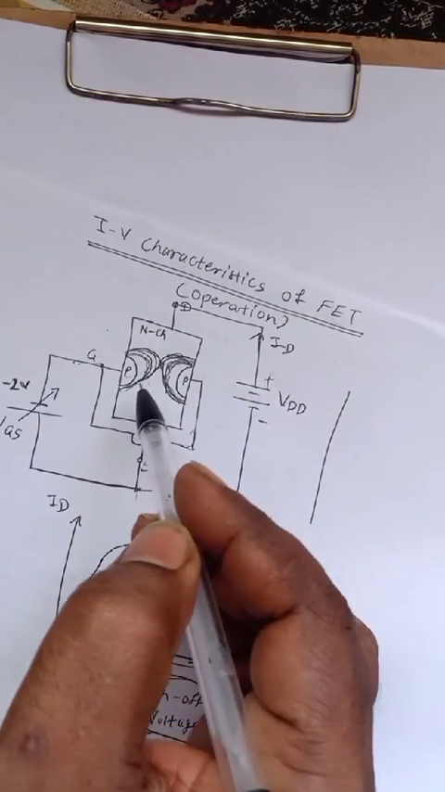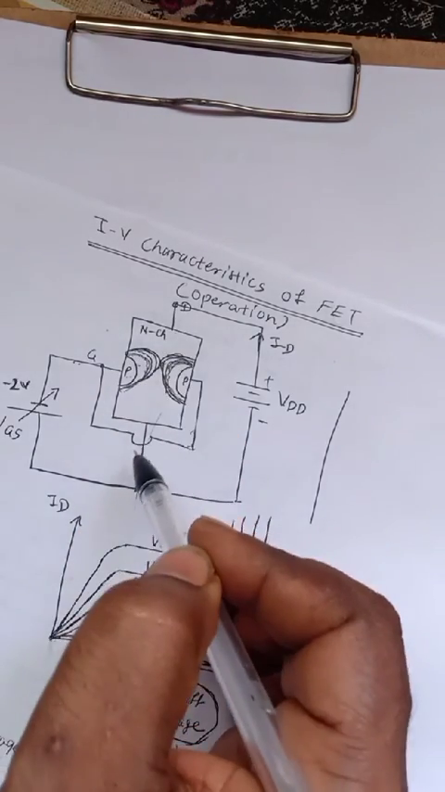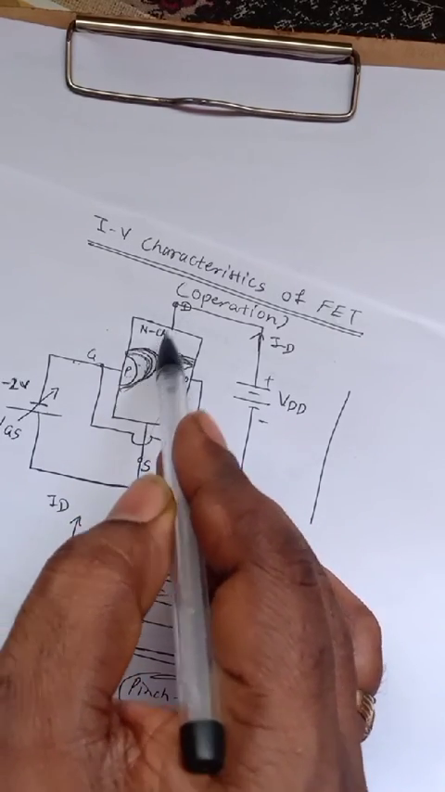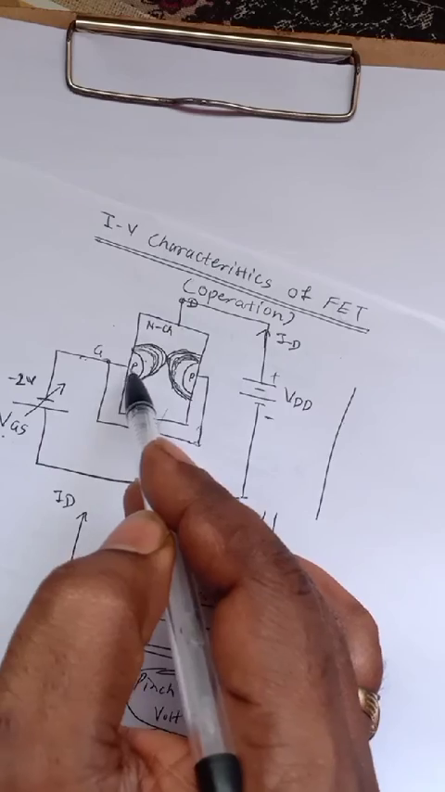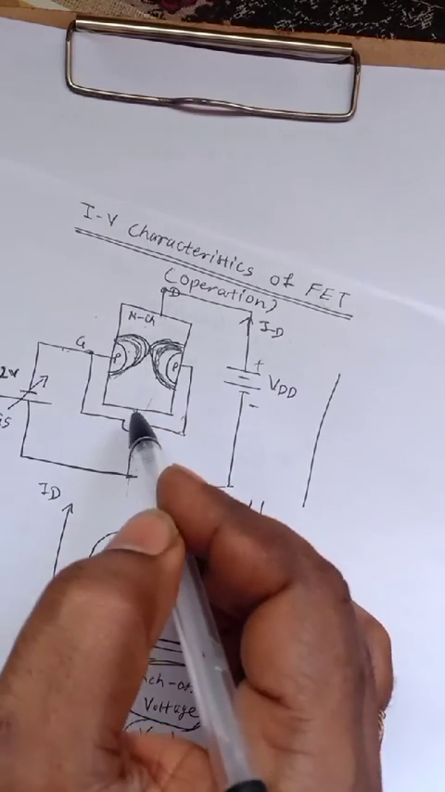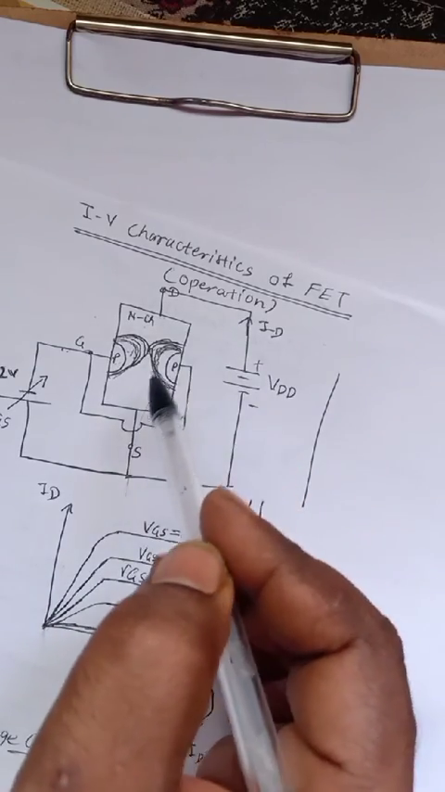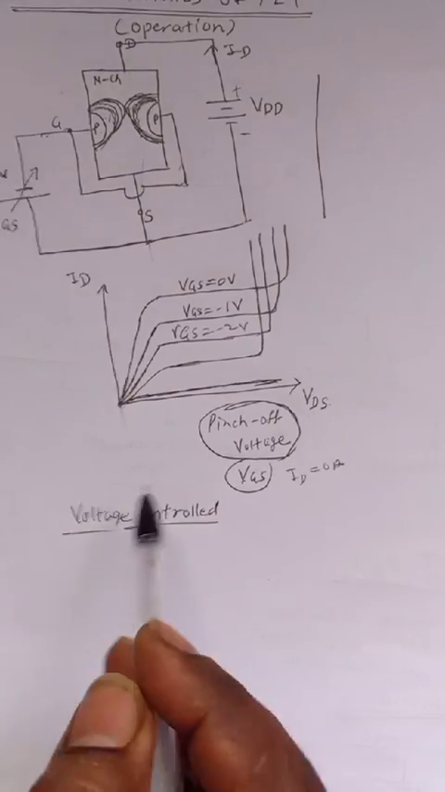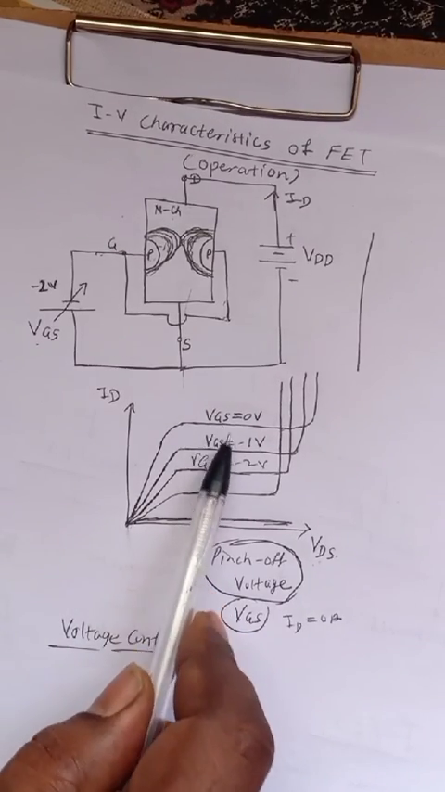Another thing you have to observe is that this depletion layer is spread more towards the drain than the source. I have purposely drawn this. It is spread more towards the drain because this has a higher potential. So the reverse bias between gate and drain is more as compared to the gate to source. So that's why this depletion layer is spread more towards the drain. This is the main thing you have to consider. This is voltage controlled because this voltage controls the drain current. As we increase the gate to source voltage, the current goes on decreasing.